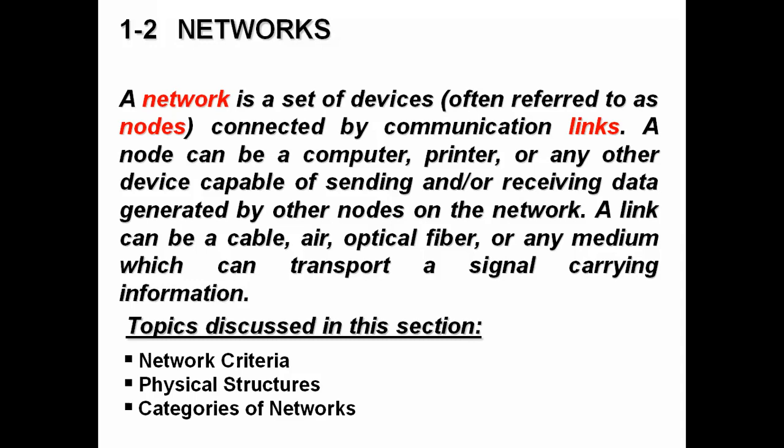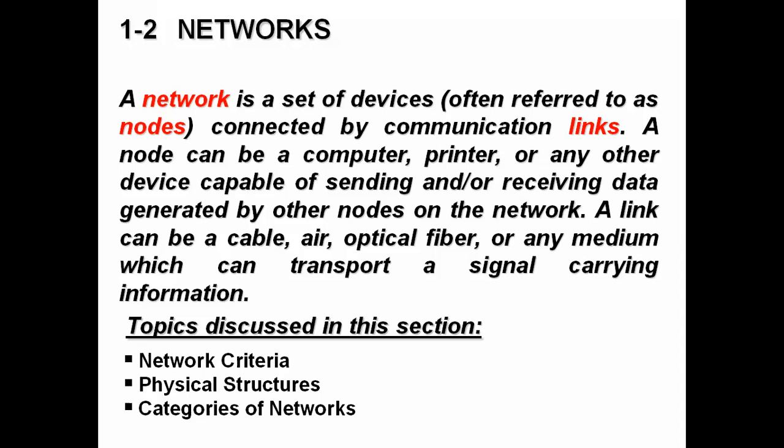So a network is a set of devices connected by communication links. A node can be a computer, printer, or any other device which has the capability of sending and receiving the data generated by other nodes on the network. And the link can be a cable, ordinary coaxial cable or optical cable, or it may be a twisted pair, whatever we want, we can use. If it is wireless, then the medium will be air.